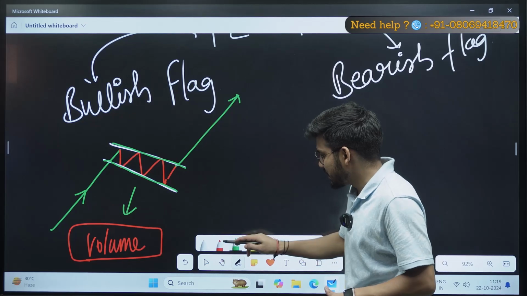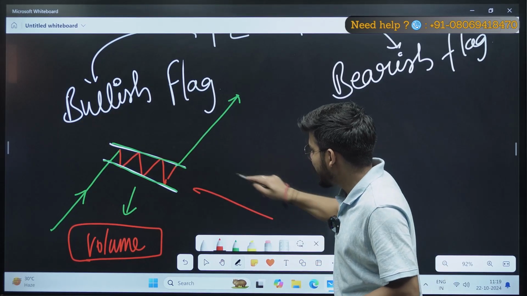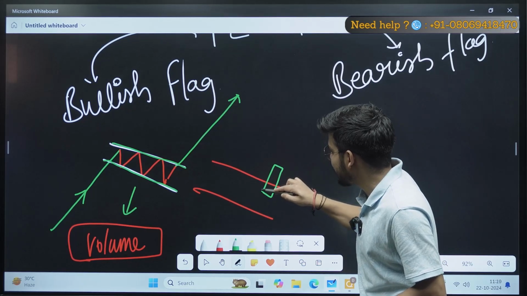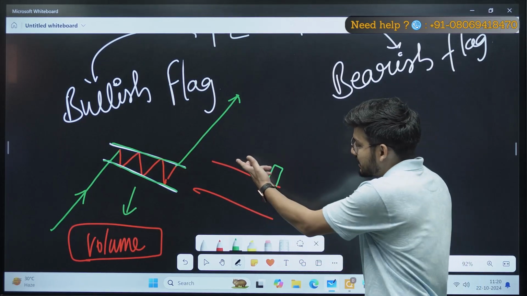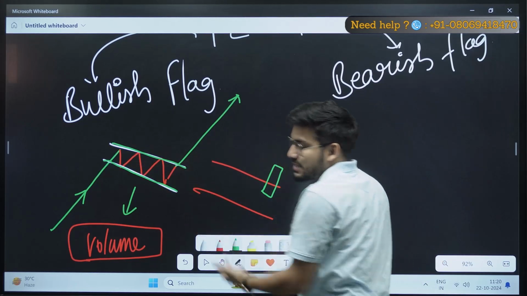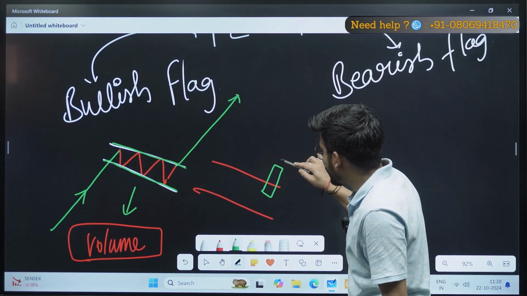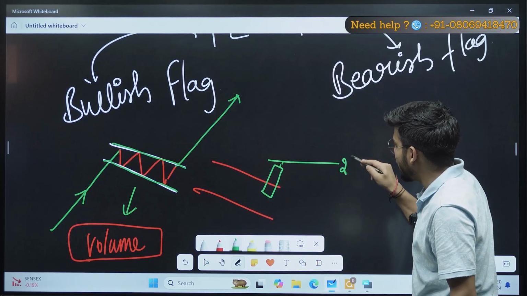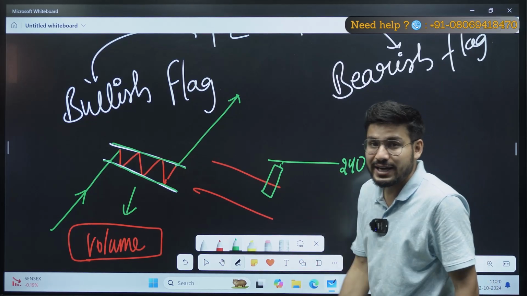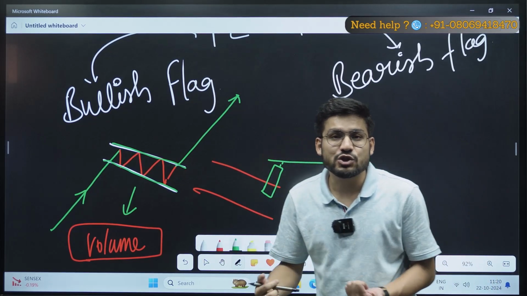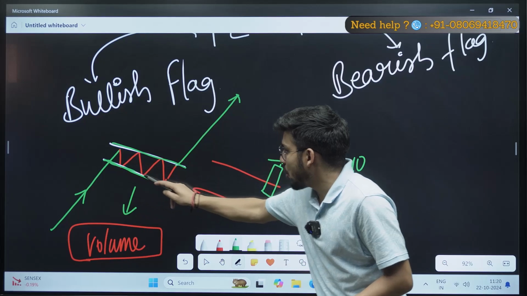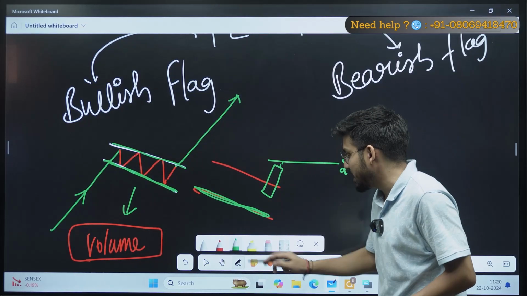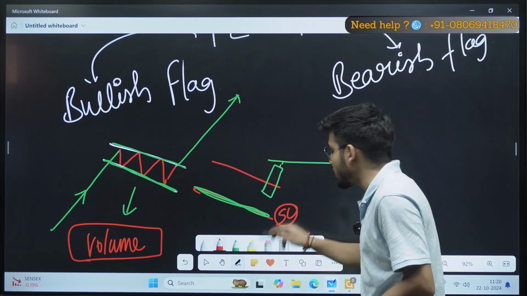So at this point of time, if your channel is like this, and whenever there is a green candle like this that breaks out above this channel, or flag, we will mark the high of that particular candle. Suppose the high of that candle is 240, so we will make our entry point 240. What will be the stop loss? The lower band of this flag pattern will be your stop loss.